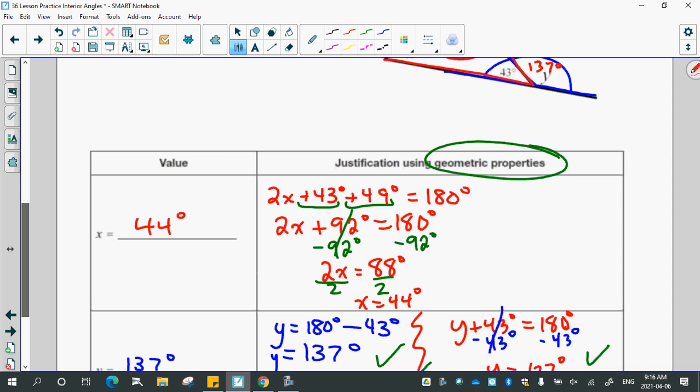But then you have to use a geometric property. So you have to say why you are allowed to do that. So you have to say angles in a triangle. I just use the triangle symbol instead of writing out the word triangle. Angles in a triangle add up to 180 degrees, and then you've shown the geometric property that you use. Okay?